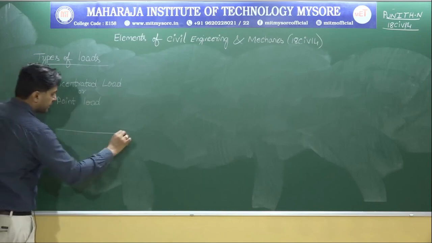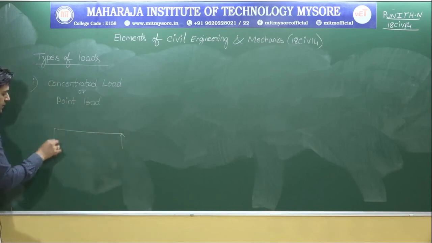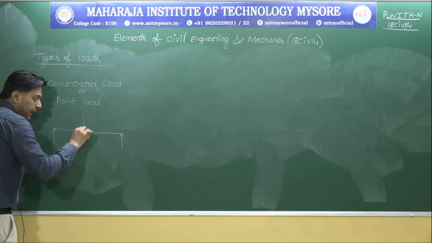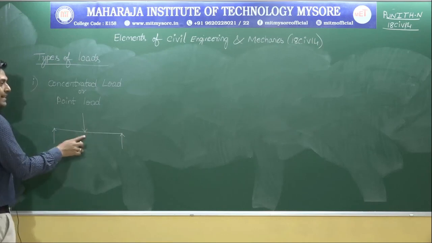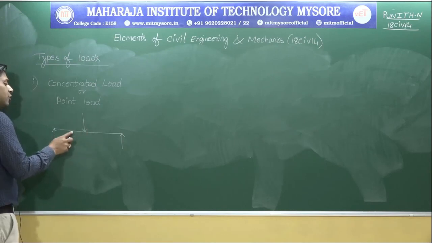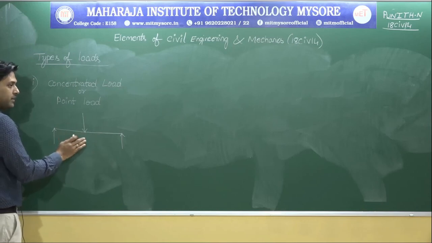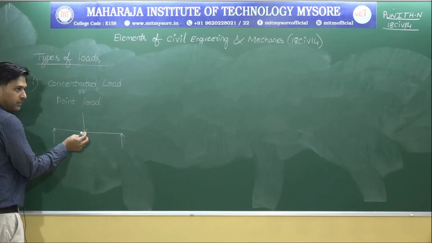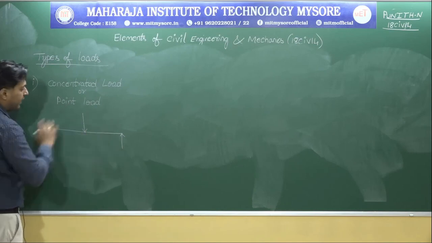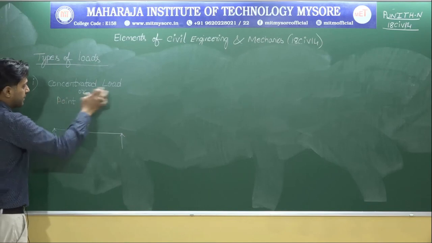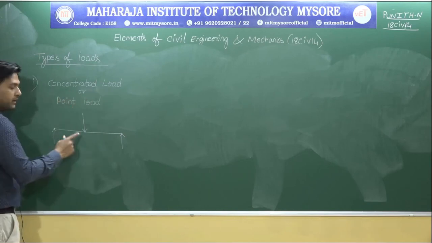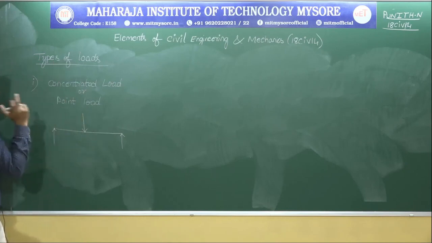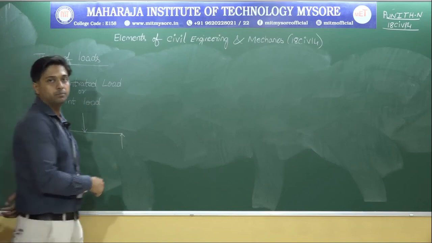Observe here, let me consider a beam. Now if the load is acting exactly at the center, for time being let me assume that it is acting at the center. Don't you think that this load is concentrated at a point? So that's why this kind of load is called a concentrated load or point load. Here the load will be concentrated on a single point. So such a load is called a point load.